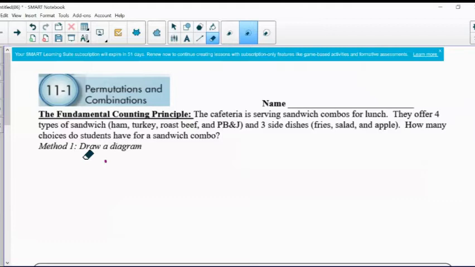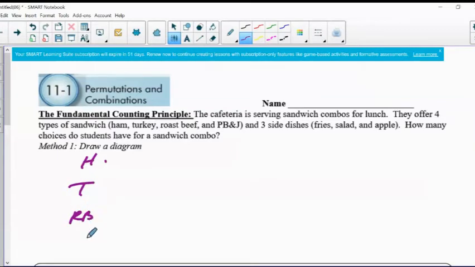It just says this: if the cafeteria is serving sandwich combos for lunch, they offer 4 sandwich types: ham, turkey, roast beef, peanut butter and jelly, and 3 sides: fries, salads, and apples. How many different choices do you have? This is like a Subway restaurant, kind of: how many different sandwiches can you make with all the toppings? And it's really simple.